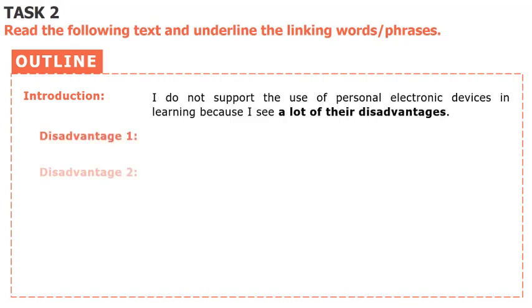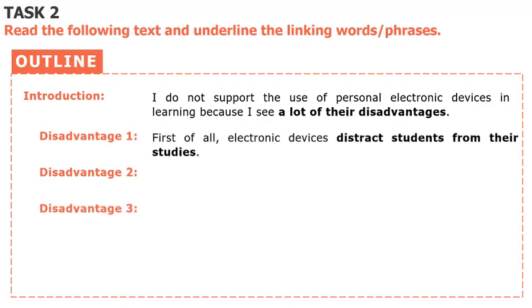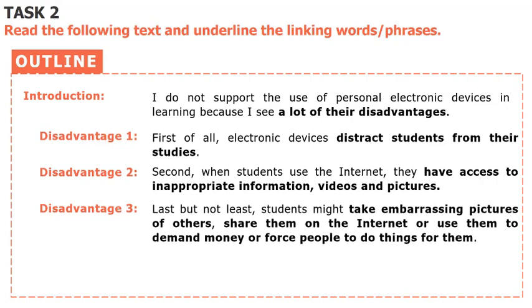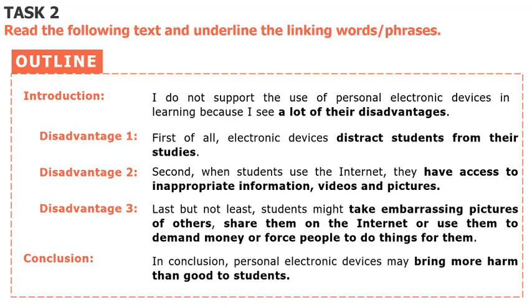The body has three main ideas including distract students from their studies, have access to inappropriate information, videos and pictures, and take embarrassing pictures of others, share them on the internet, or use them to demand money, or force people to do things for them. In the last part, conclusion, the writer concludes with bring more harm than good to students. I hope you know how to develop an outline now.